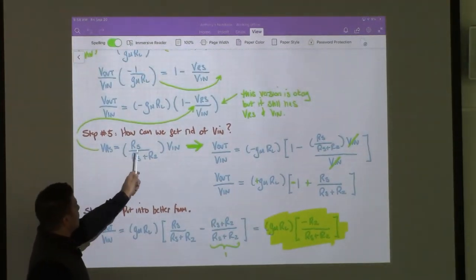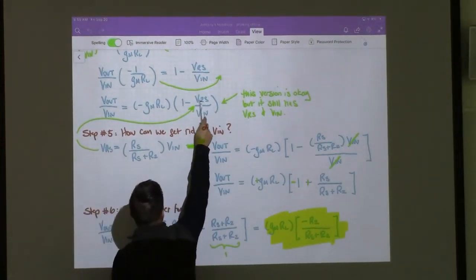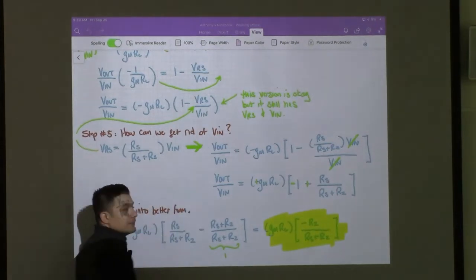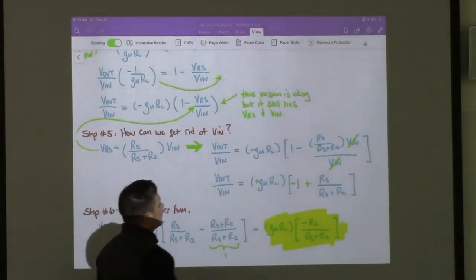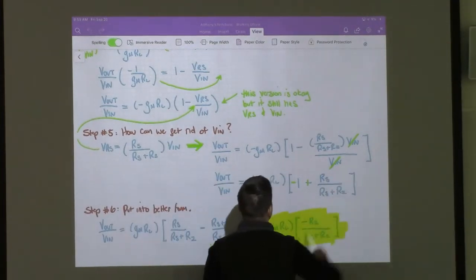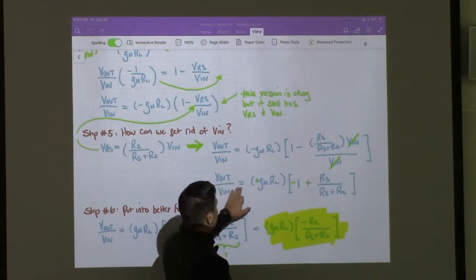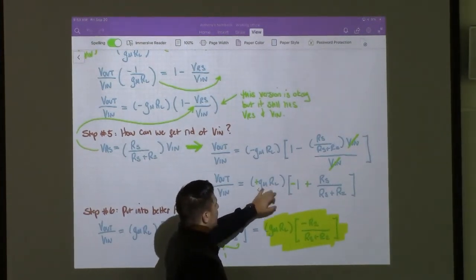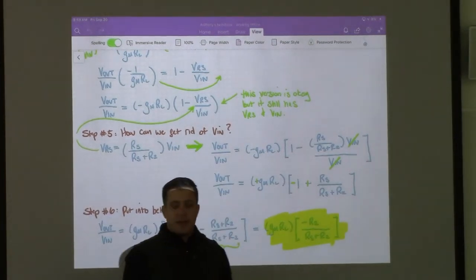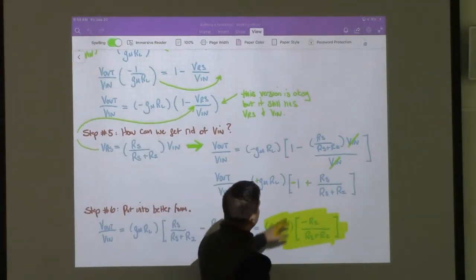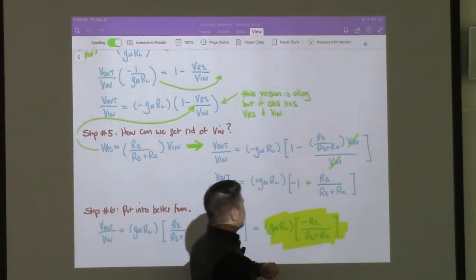VRS equals RS over the sum of both of them together times Vn. We plug that in right here, and we do get lucky. The Vn's do cancel out. This cancels out with this. And then what we're left with is V out over Vn equals GMRL. We did some multiplying by -1 to get rid of the sign. Equals -1 plus RS over RS plus R2.